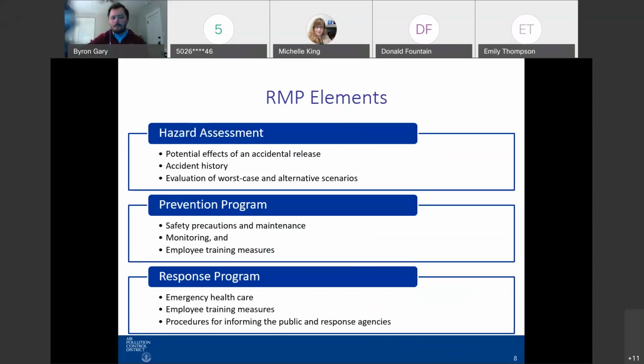The response program is in addition to planning for local agencies to be able to help respond, or planning to respond yourself. The companies also have to be prepared in case there is a need for healthcare, so they know what the potential hazards to employees or to citizens off site from the plant would be. All right. And each of these is going to be discussed a little bit more when we get into the next portion.